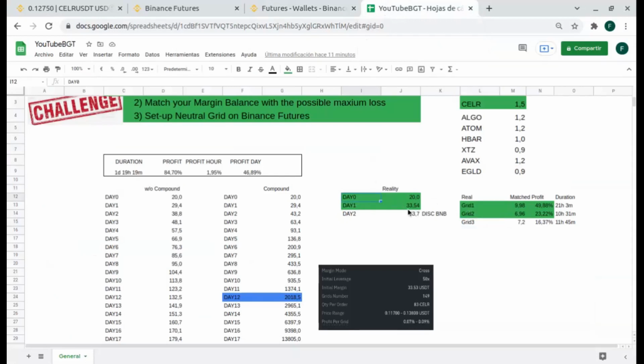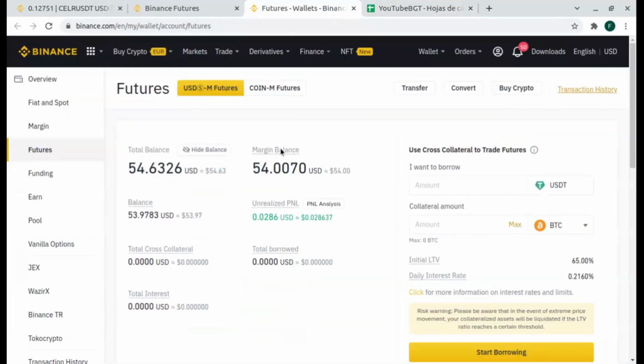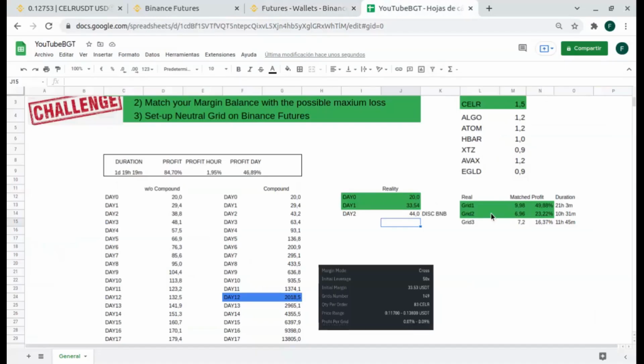So yeah, to check the panel, the dashboard, I added some things there. We can see that day number 2, we have almost $54, and I need to discount the BNB I'm going to buy. That will be subtracted from the margin balance. So the real margin balance in day number 2 is $44. It's pretty well.